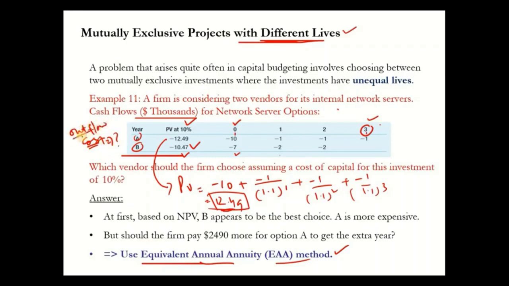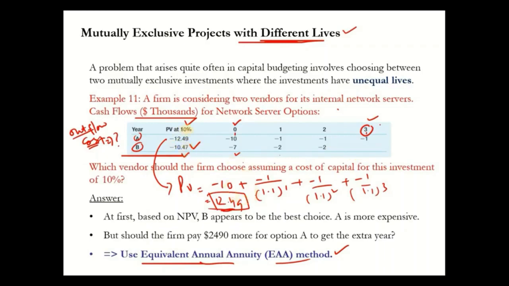Okay, so if you see the cost, project B seems less expensive than project A, but project B has a life of 2 years while project A has a life of 3 years. So it means which project should we go for? And by the way, how did we get 12.49?